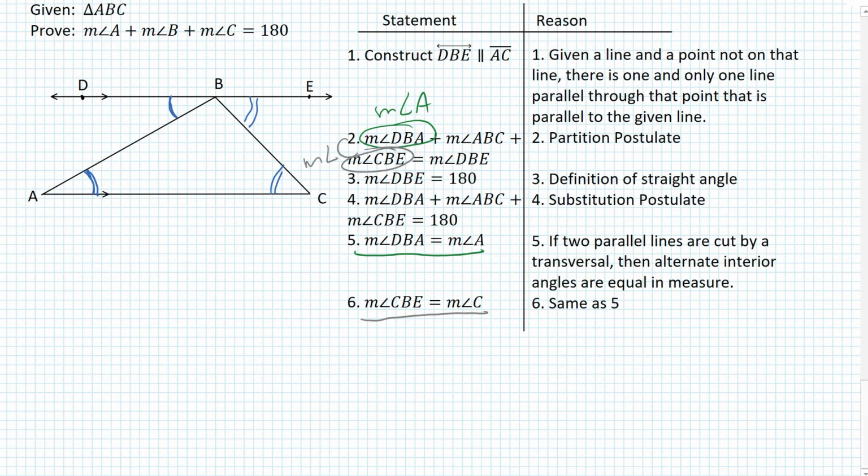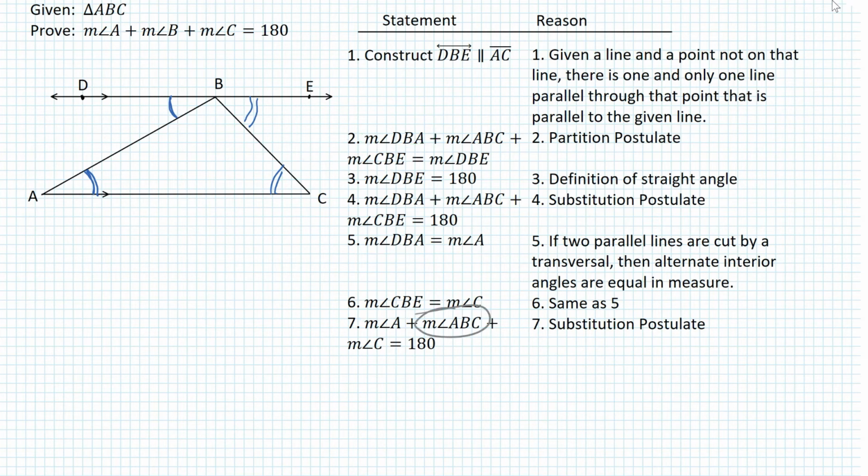So let's write that in step 7. Here we have now measure of angle A plus measure of angle ABC plus the measure of angle C is equal to 180 because of the substitution postulate. Now, as you noticed, here we're using the measure of angle ABC instead of measure of angle B.